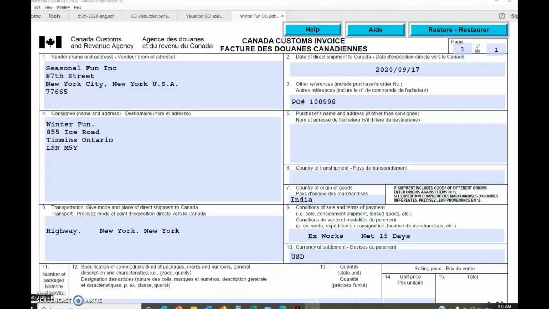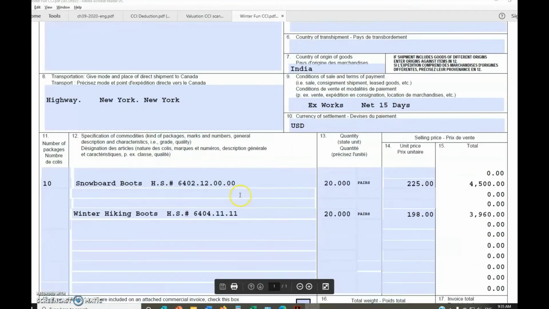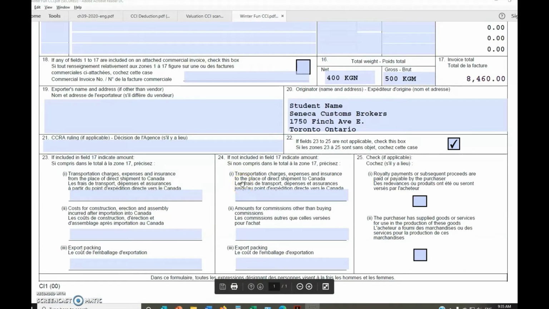Alright, so what we're going to talk about now, ITC111, is the bottom of the Canada Customs invoice. Up until now, when you filled out the Canada Customs invoice, you'll notice that field 22, this box, was checked. It says, if fields 23, 24 and 25 are not applicable, check this box. So we've been checking this box because these fields have not been applicable. But we want to talk about what happens when this box is not checked.